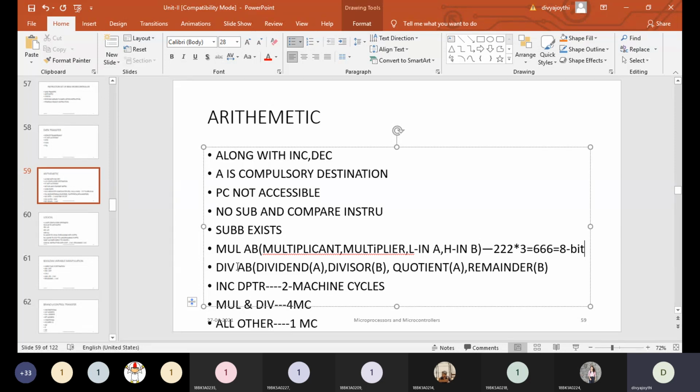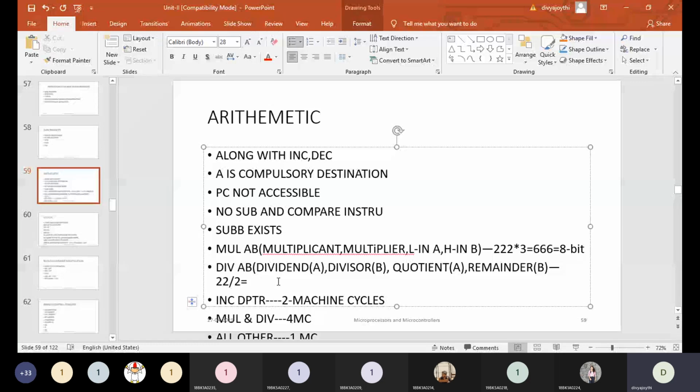And moving on to the division instruction, division of AB. Here A will be storing the dividend and B will be storing the divisor. I'm just taking this one example for your better understanding. Here 22 by 2: 22 we call the dividend and 2 will be the divisor. So before the execution, 22 will be stored in A and 2 will be stored in B. And after execution, whenever we perform 22 by 2, we'll get 11.